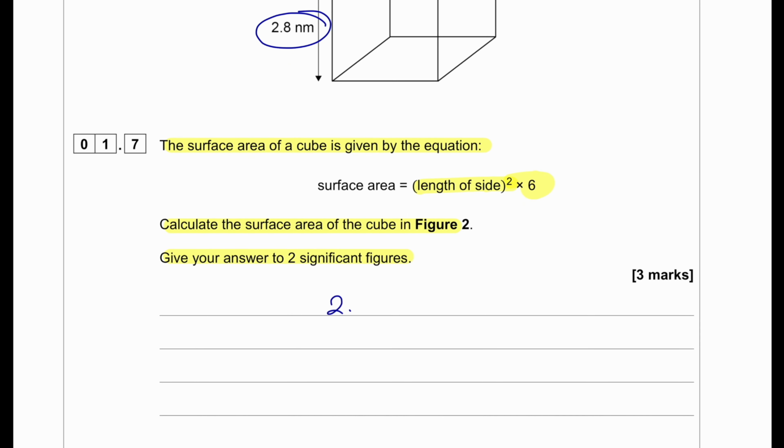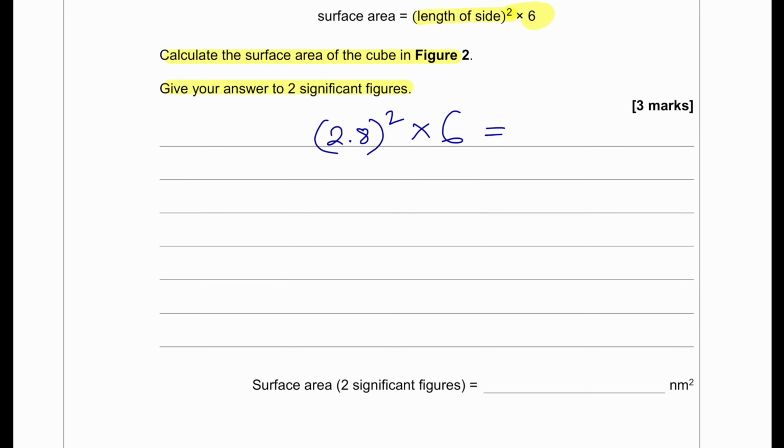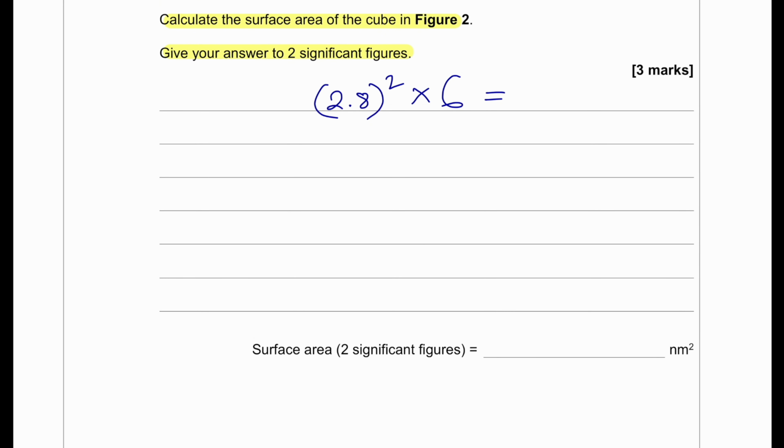So according to the formula, 2.8 squared times 6. This will give us the surface area. Since this is area, it will be nanometre squared. The answer is 47.04 nm squared. But since we have to give the answer in 2 significant figures, we will round it to 47.